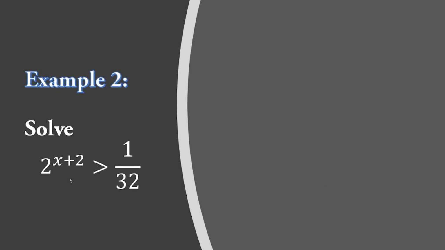Example 2, we need to solve 2 raised to x plus 2 greater than 1 over 32. So this time we have this fraction to our right side and the base, which is 2, to the left side. So first step in our solution, we need to rewrite the inequality so that they will have the same bases. So we have 2 as the base here.